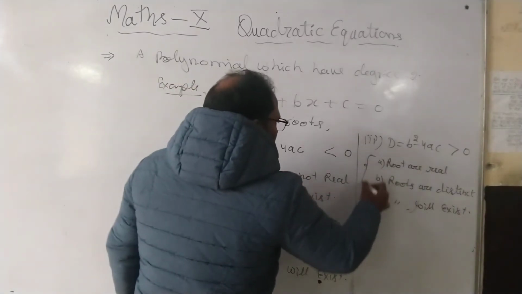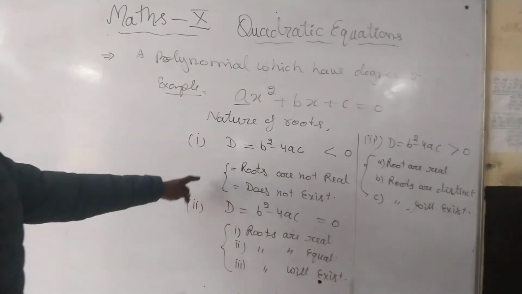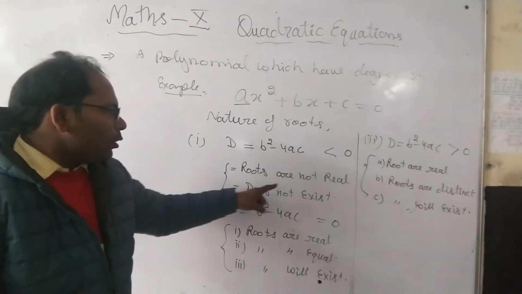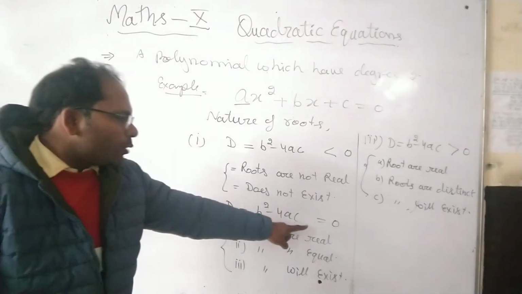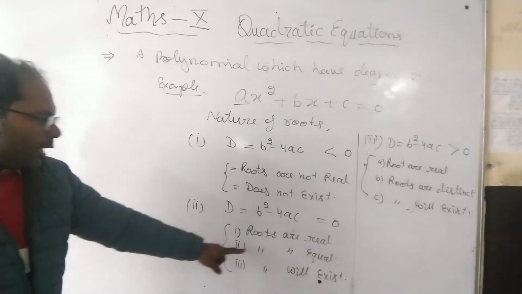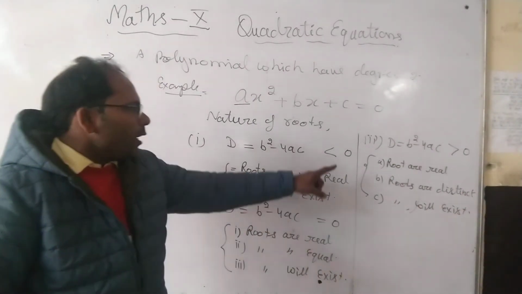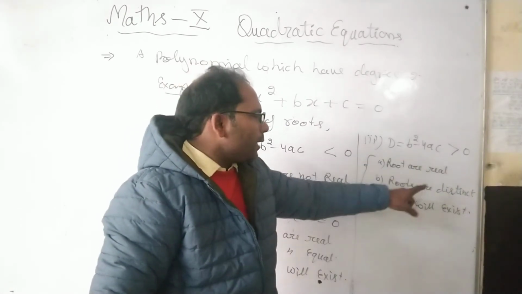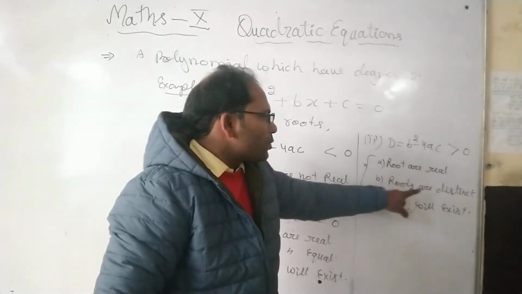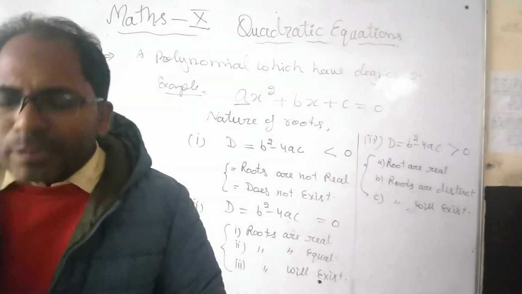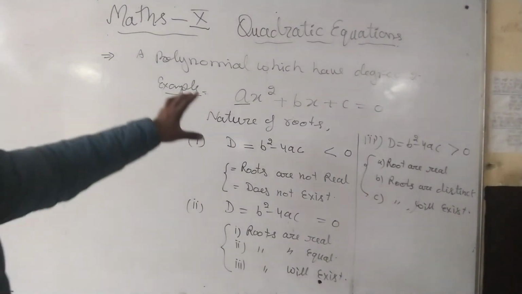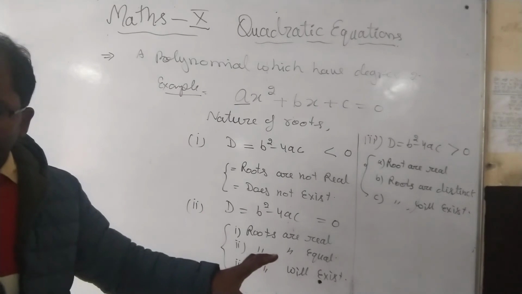Okay, if the discriminant value D is less than 0, roots are not real and do not exist. If the discriminant is equal to 0, roots are real, equal and will exist. If the discriminant is greater than 0, roots are real, distinct and they will exist. So this is the whole chapter, quadratic equation.